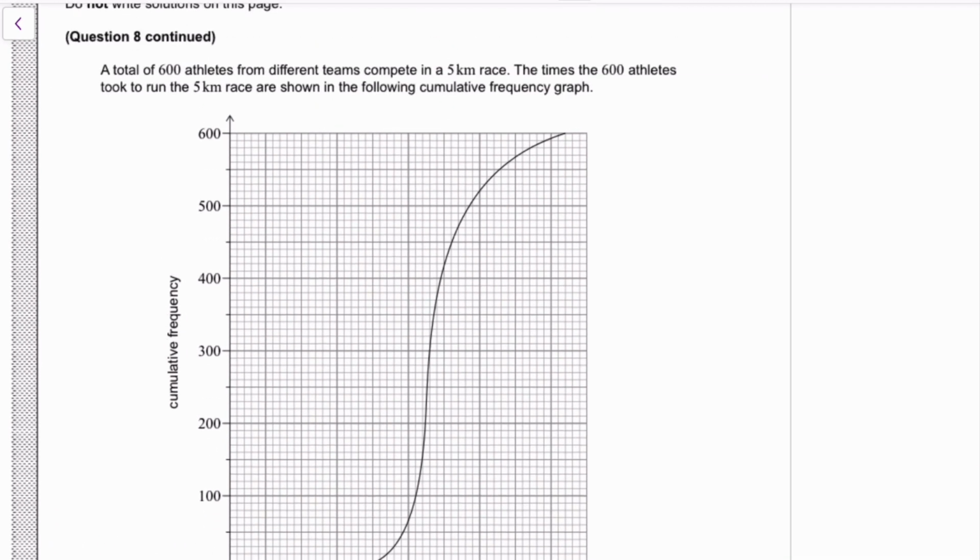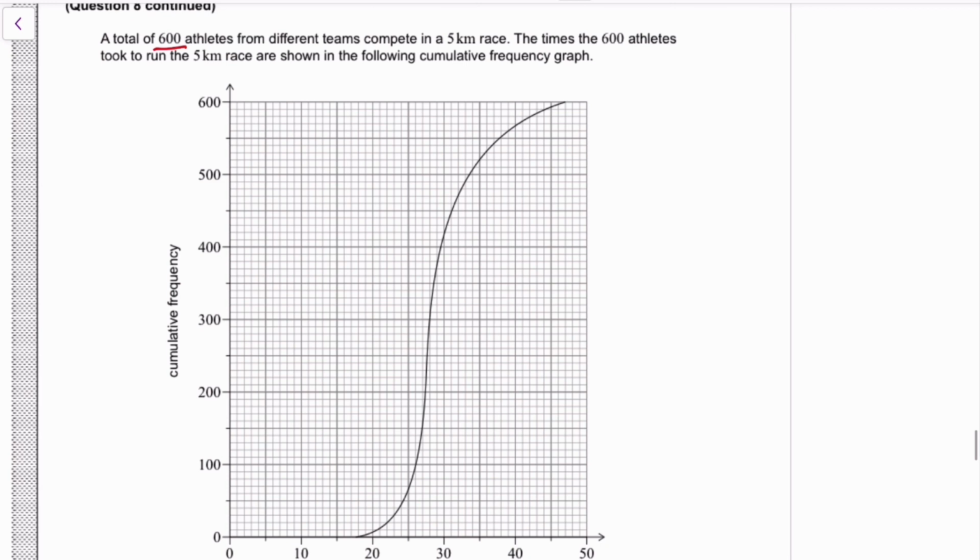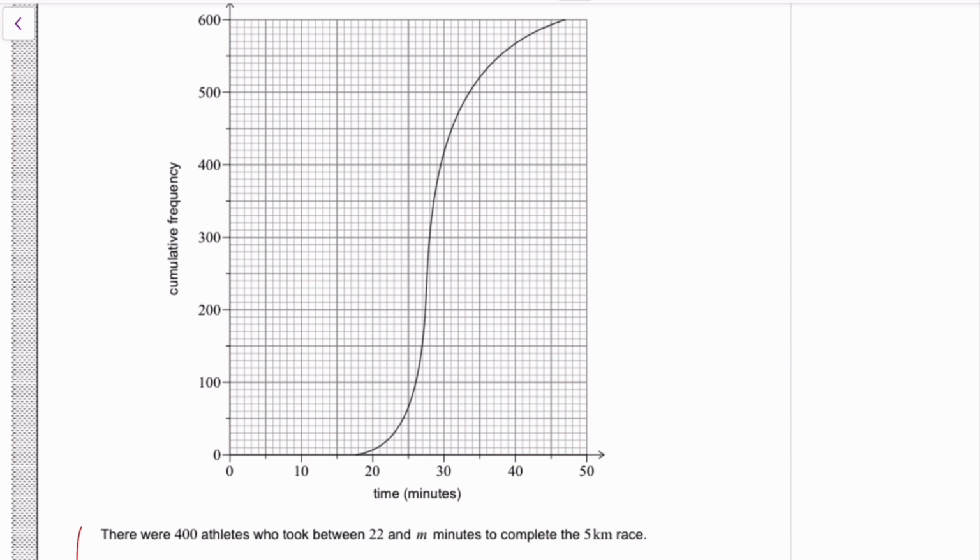Okay, so there are 600 people running this race, and the following is the cumulative frequency graph. So we see that 400 of them needed 22 to m minutes to finish this race. Question is, what's m?